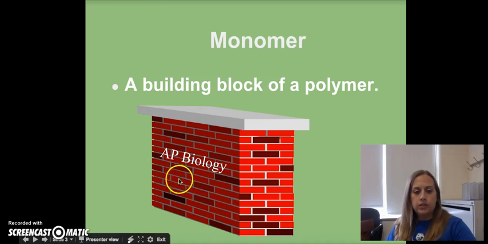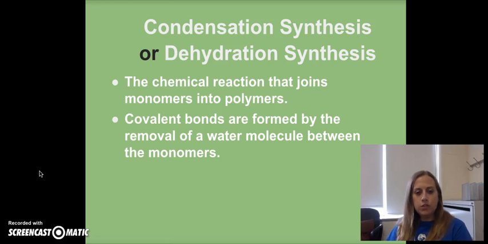So if you were to look at this as a polymer, this brick wall, then the monomers would be the individual bricks themselves. So we make polymers through something called dehydration synthesis. This is the chemical reaction that joins monomers into polymers. You have covalent bonds that are formed by the removal of a water molecule between the monomers.